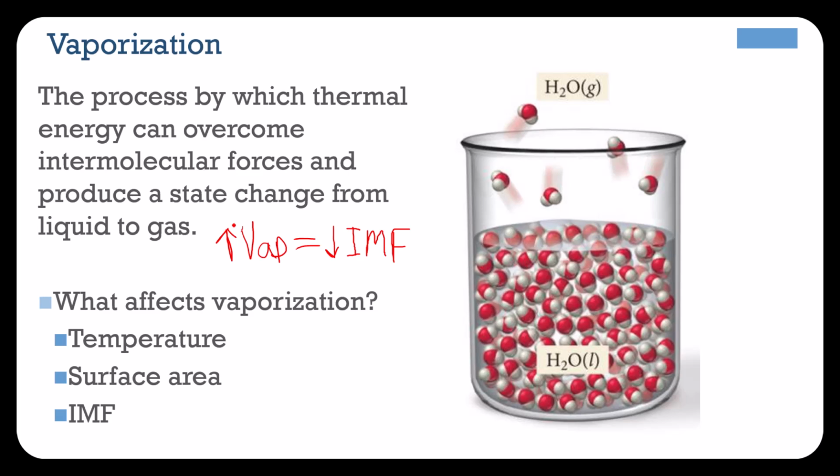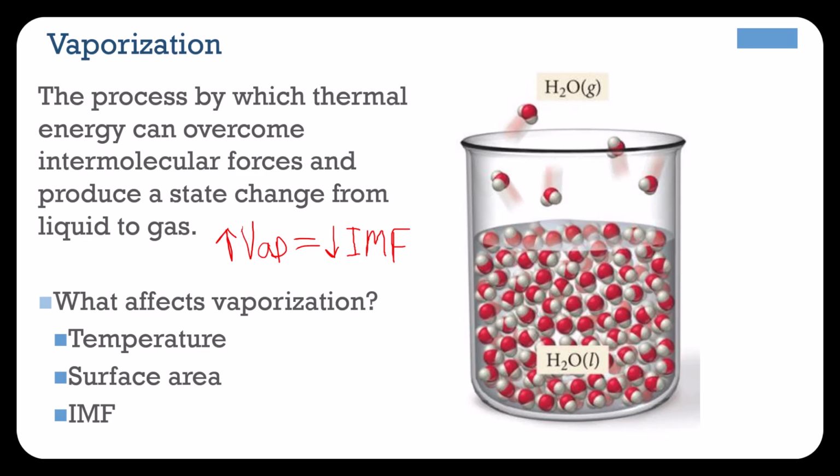So that is three things that can affect vaporization. Temperature: increase the temperature, increase vaporization. Area: increase surface area, increase vaporization. So both of those are direct, up and up. Intermolecular forces: we increase the intermolecular attraction, that's going to decrease the vaporization rate. So we see that one is indirect, or opposite, right?